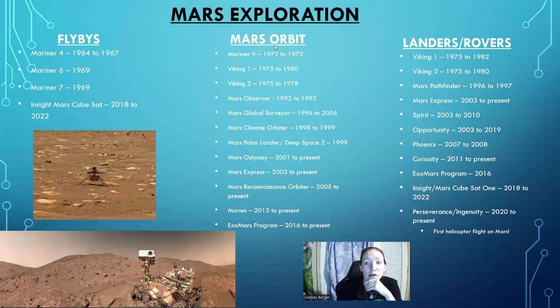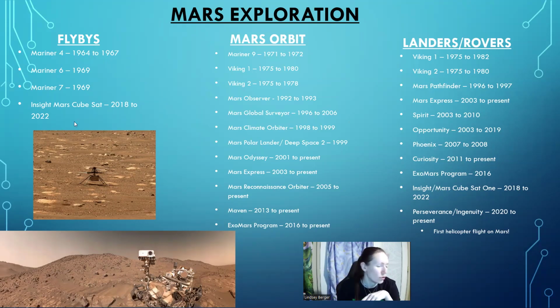So we've got flybys, we've got orbiters, and we have landers and rovers. Landers, generally speaking, don't move once they get on the surface. They do their little thing in their little area, and then they don't move. Rovers can move around on the surface. Orbiters, we know they're orbiting the planet. Flybys are just quick data grabs as we zoom by. You can look at the flybys in the 60s. We had another one in 2018 to 22.